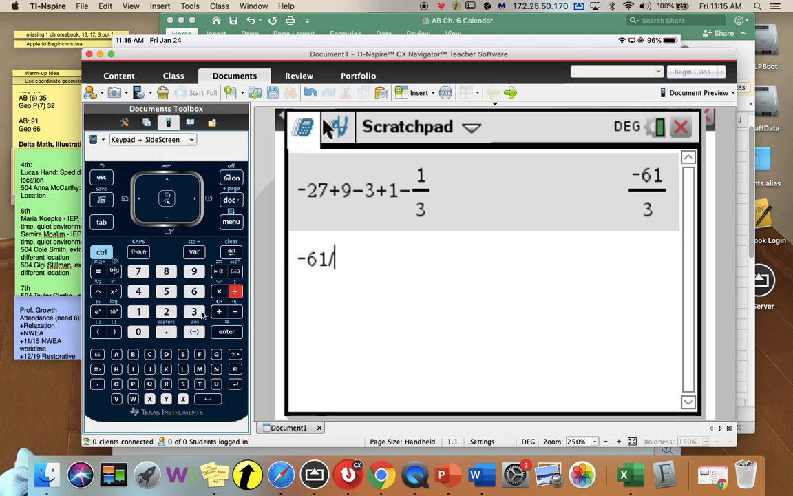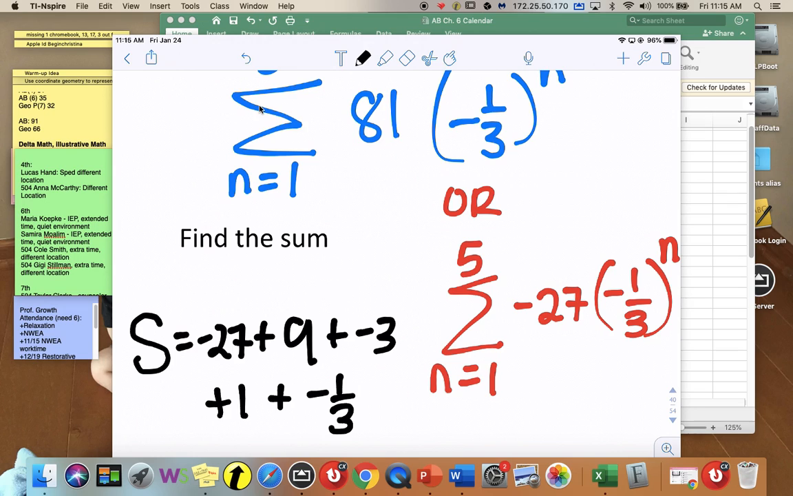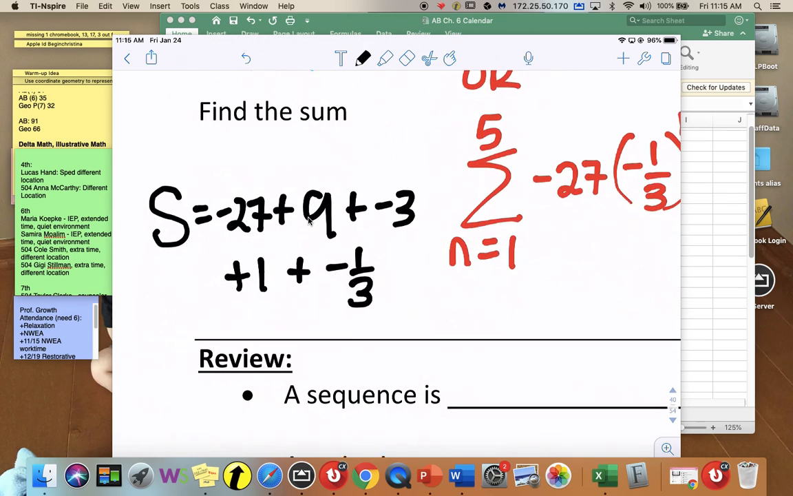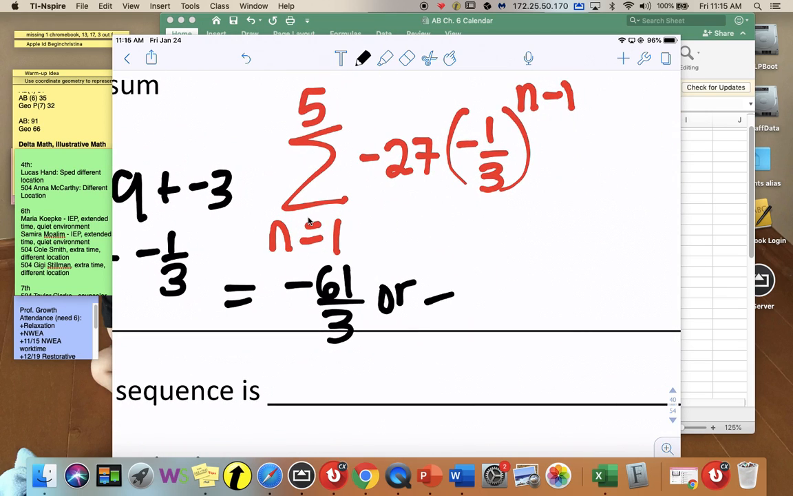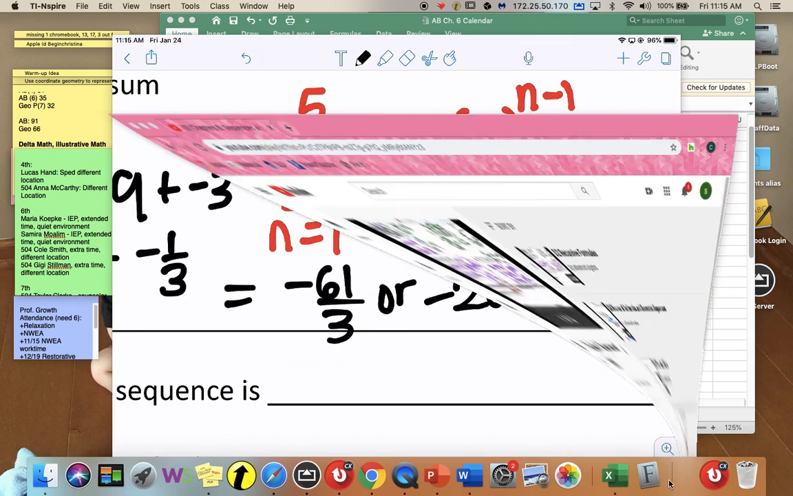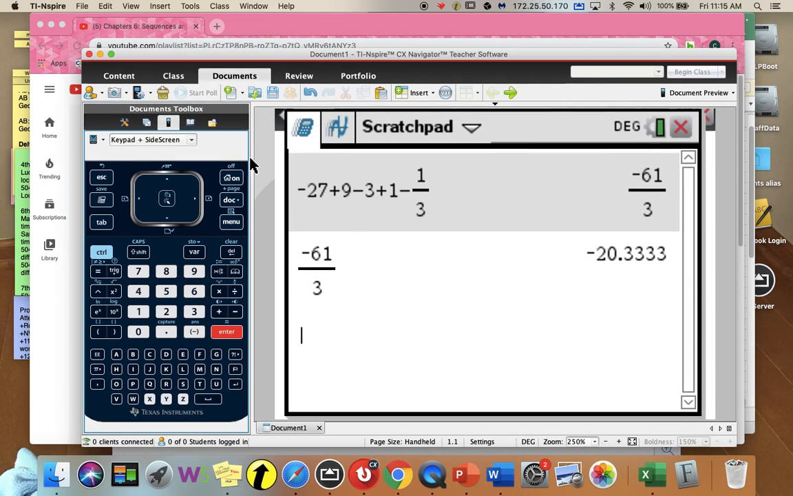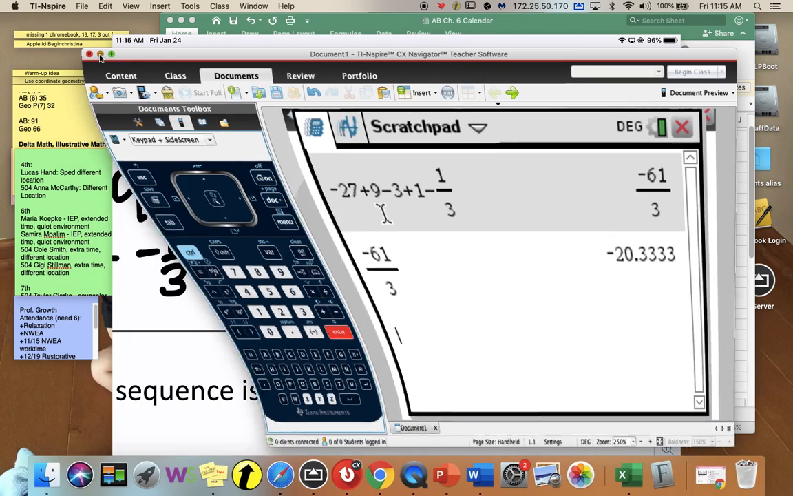-61/3. We can leave it as the fraction or write the decimal, which is -20.3 repeating. So that would be the sum of that list of numbers, that sequence. So again, it's -61/3 or -20.3 repeating. Double check our answers. Okay, that is correct.